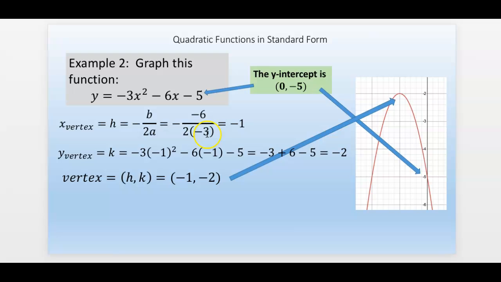Again, 3 times 2 is 6. It's negative. -6 over -6 is 1. That negative right there is still there, so it's -1. Take -1 and put it back into the original equation where x is, which is what I do right here. So it's -3 times -1 squared, then -6 times -1, and then subtract 5. I got -2. So the vertex is at (-1, -2), and there it is.